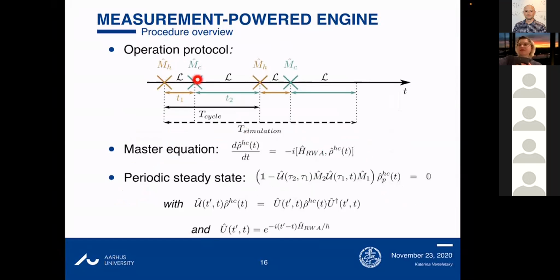We let the system evolve with this master equation, which only involves the Hamiltonian part here because we don't have any heat bath anymore. And then we measure the other side, we let the system evolve, and we repeat that procedure for a number of cycles. And to test if our measurement protocol was actually good or not, we derived the periodic steady state of the system, which is the state that will reproduce itself at each cycle, but also the state that the system will reach after a long operation time.